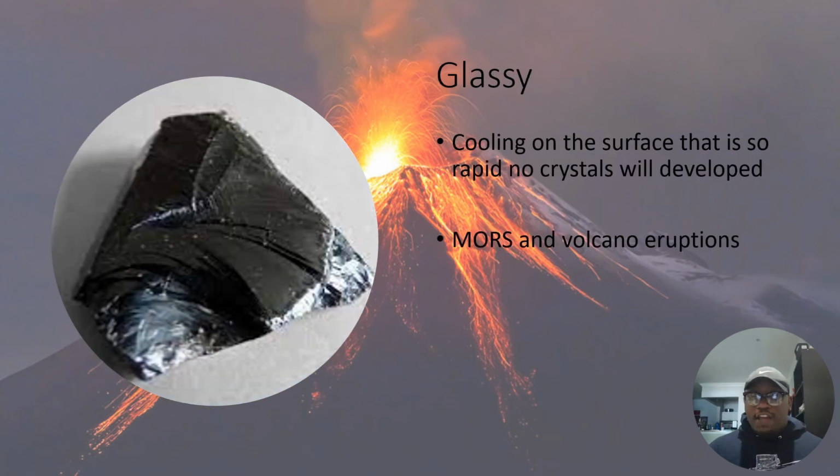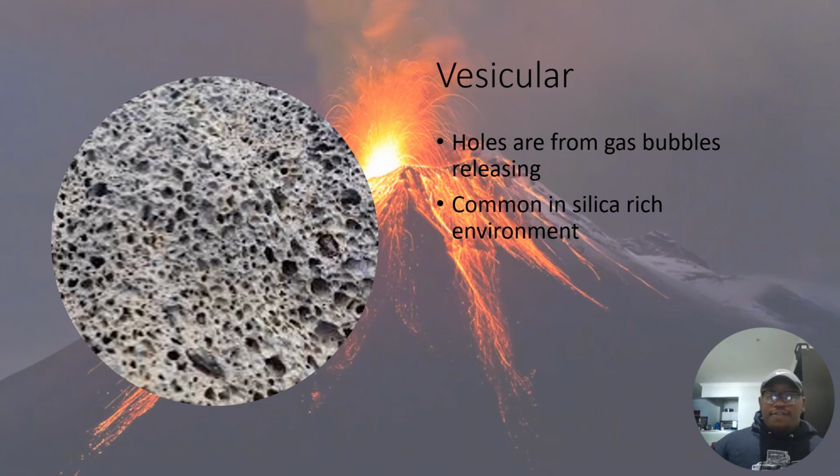Then we have glassy. You will only see these in certain events, in certain conditions. Basically, this is the rapid cooling of magma or lava, and no crystals will develop. Then we have vesicular. I don't like the vesicular texture because it just makes me feel weird. But basically, you only get these from the release of gases, and this is very common in high silica magmas and lavas.